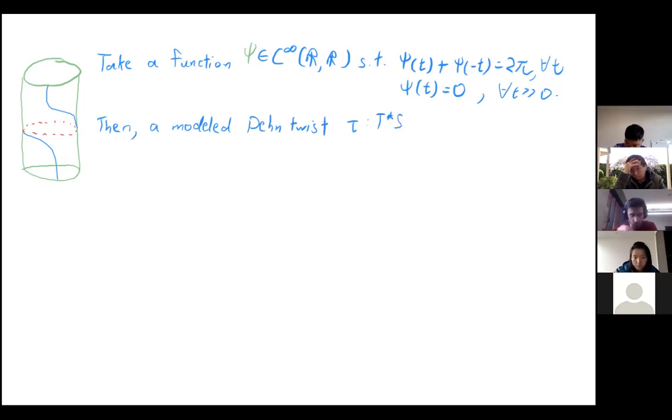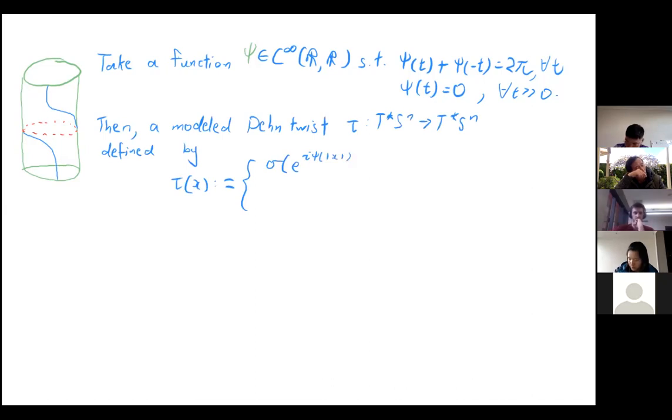is defined to be tau of x. So you should apply the cutoff function inside your S1 action, and then the antipodal map on the sphere. Okay, I haven't told you what A is, right? Where A is the antipodal map.